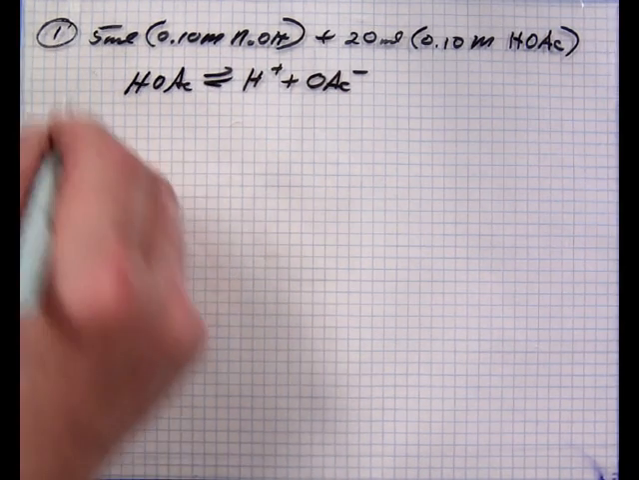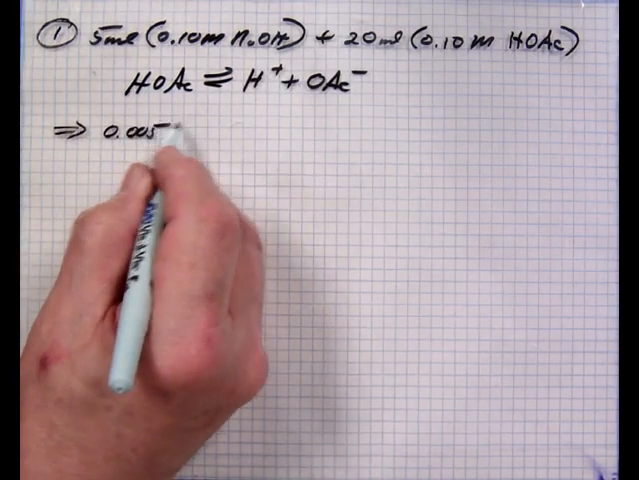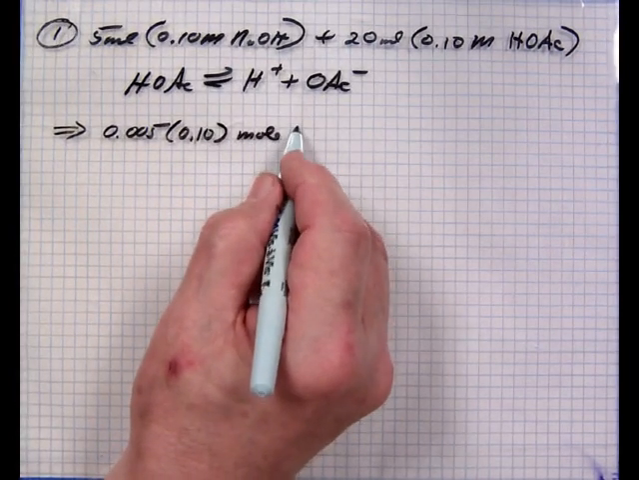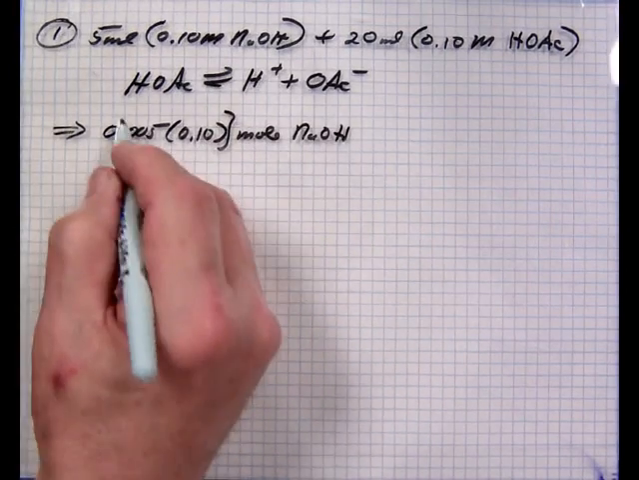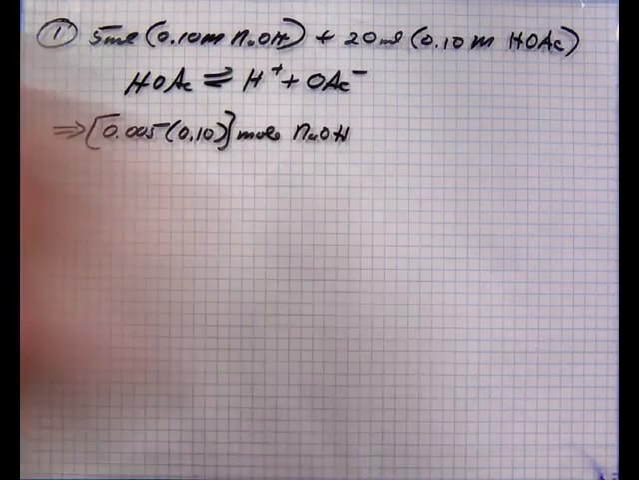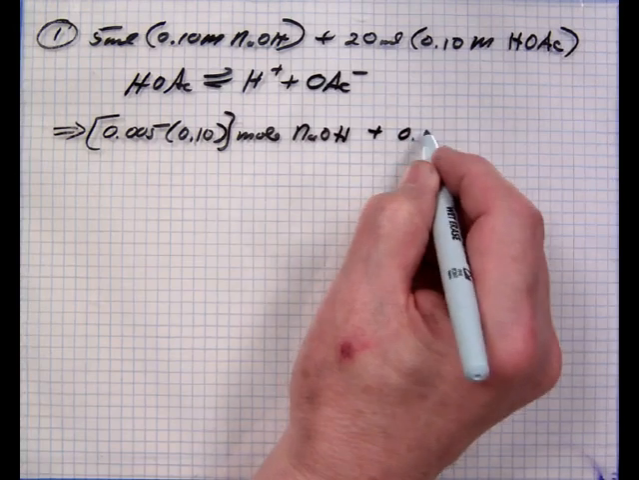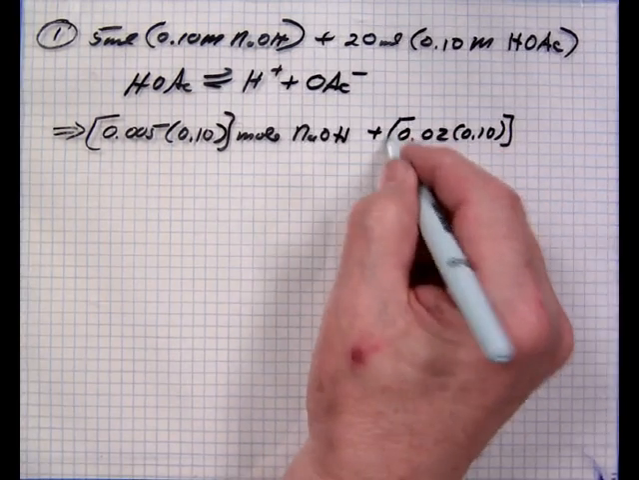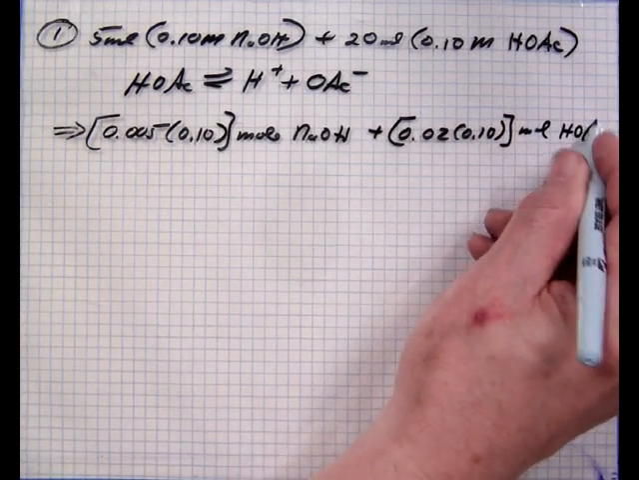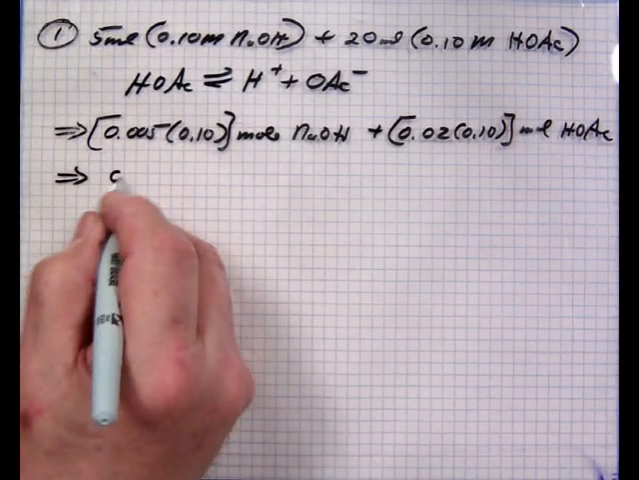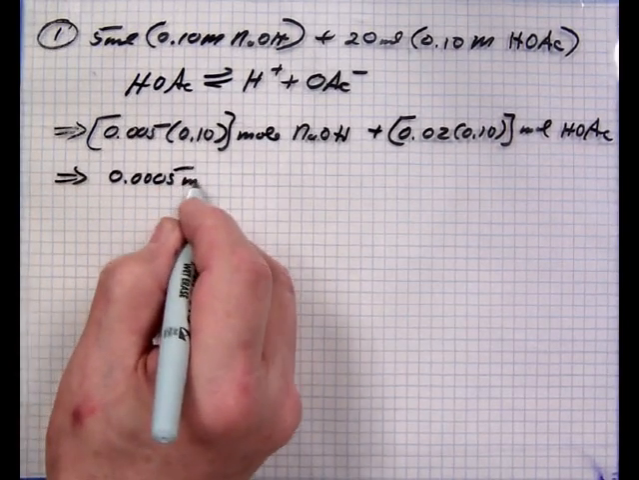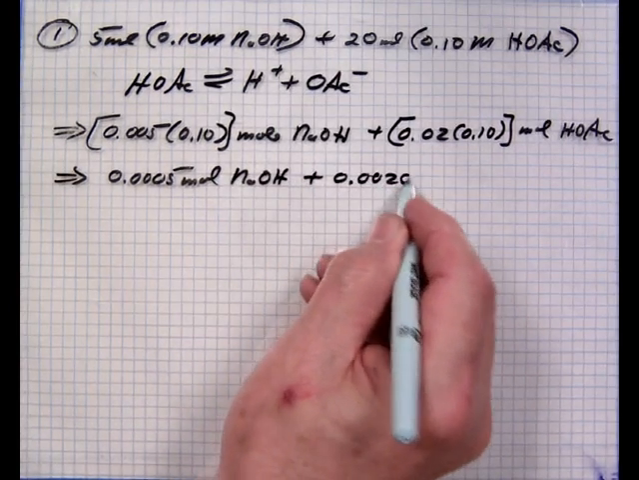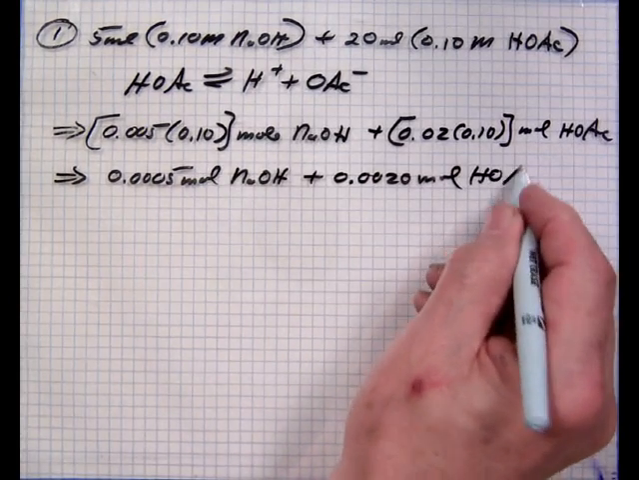So I'll show you: 0.005 times 0.10 molar leaves us with adding so many moles of sodium hydroxide into 0.02 times 0.10 mole of acetic acid. So this works out to be 0.0005 mole sodium hydroxide added and 0.0020 mole of acetic acid.